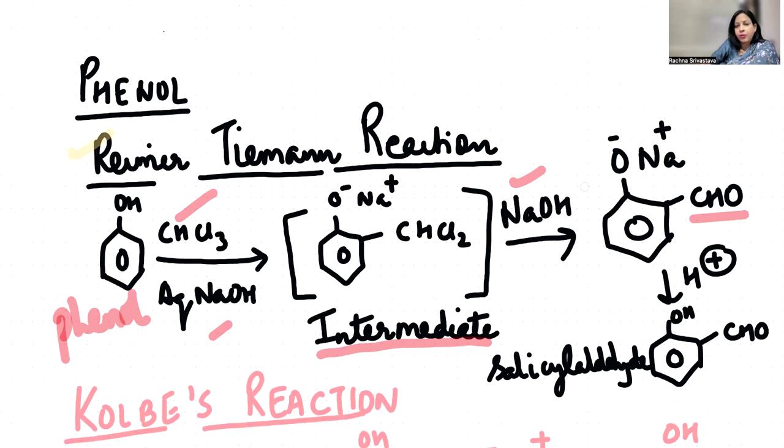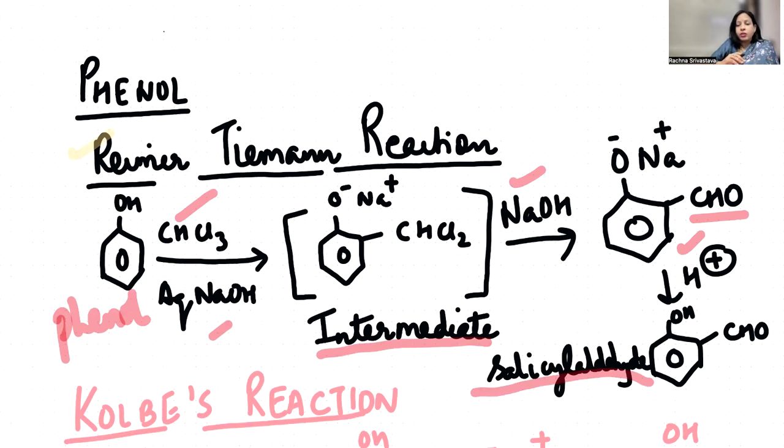It is not a stable product because organic is a covalent compound. In a covalent compound, they do not carry charges. We need to stabilize the charges. So for that purpose, acidification is done. Acidification means on the arrow you have to write H plus ion. The moment the acidification is done, you get the required product, salicylaldehyde.